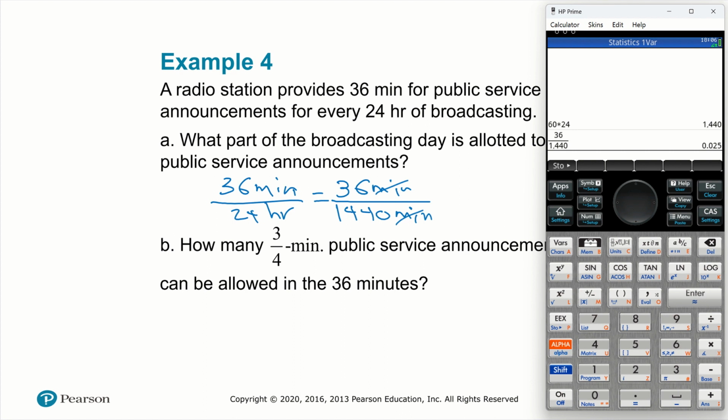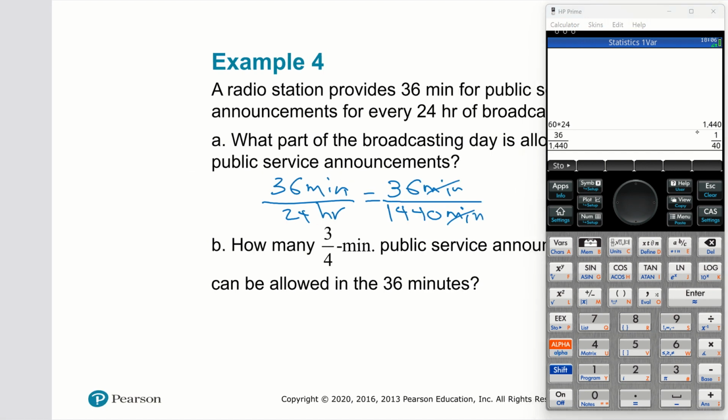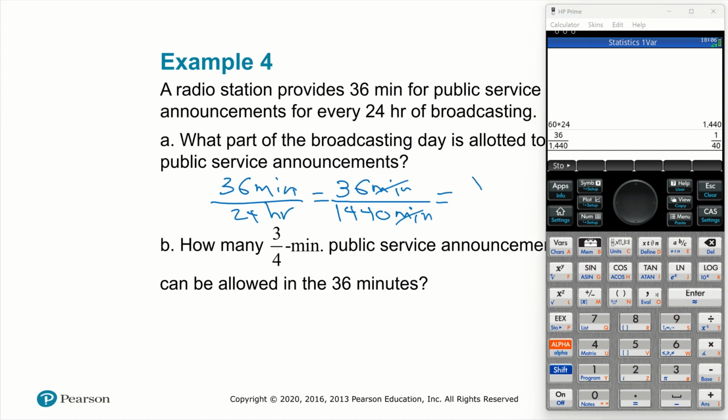Now that gives me a decimal, but if I click this A and B over C button, it'll turn it into a fraction for me. So I get 1 over 40. So 1/40th of the broadcasting day is allotted to public service announcements. So remember, this conversion of units to the same unit is very important in order to get the correct answer.